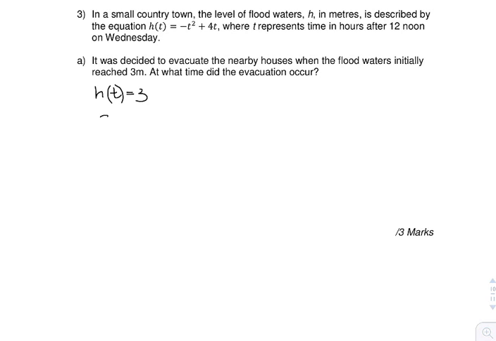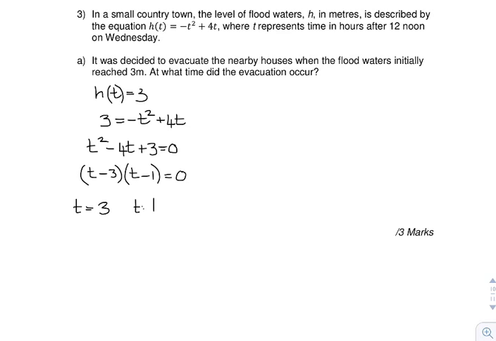So we're looking for when h of t is equal to 3. So 3 equals negative t squared plus 4t. Move that across so we've got it equal to 0 and factorize it. When we factorize it, we'll get t minus 3 and t minus 1. That is by recognition. And then applying the null factor gives us t equals 3 or t equals 1. Note that the question says when it initially reaches 3 meters.